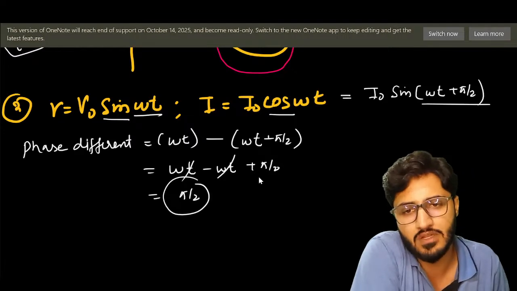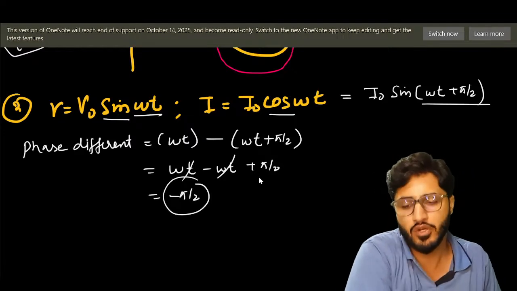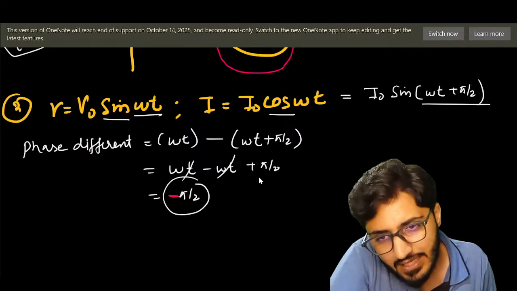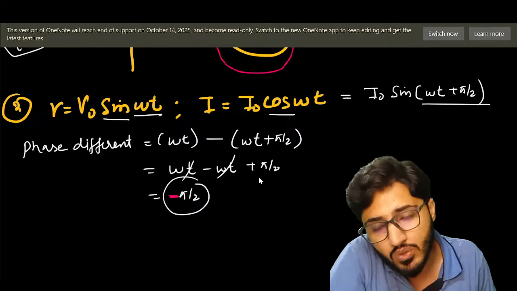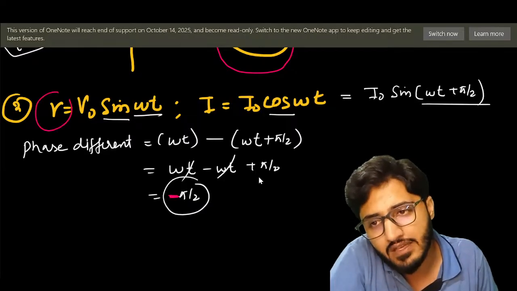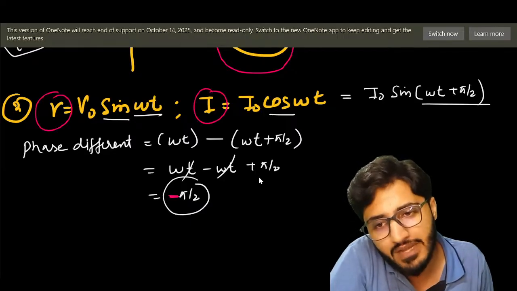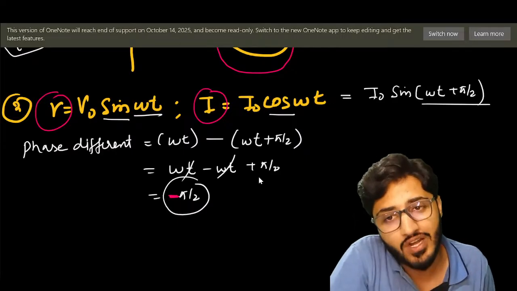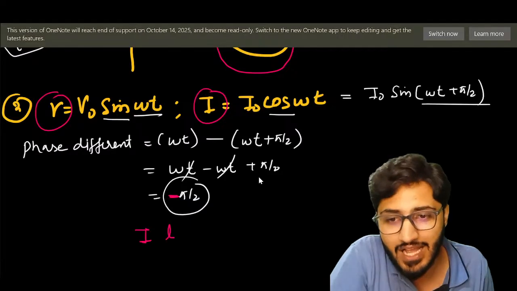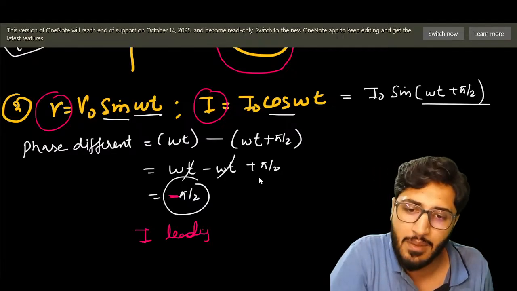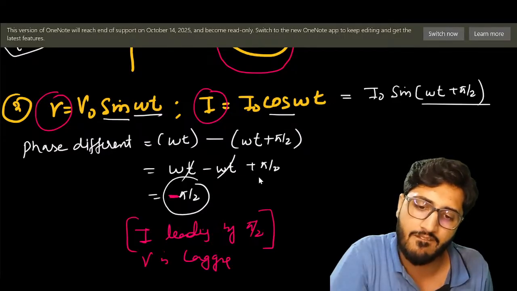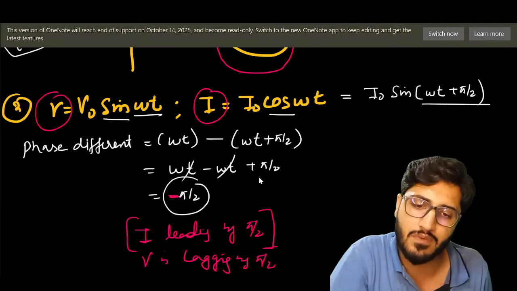Sorry, it is plus, no? So my answer came out to be minus. Do you know what this minus indicates? We do subtract V, then I, but my answer came out to be negative. That simply indicates our direction is wrong. I is leading by pi by 2. Or you can write V is lagging by pi by 2.